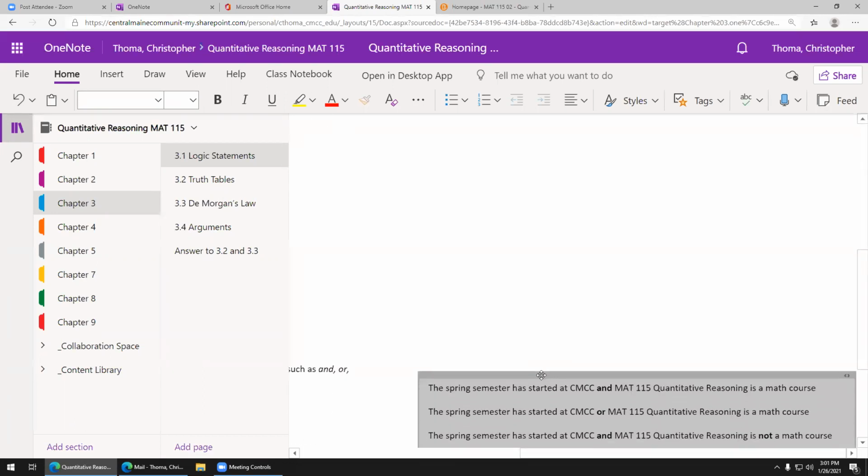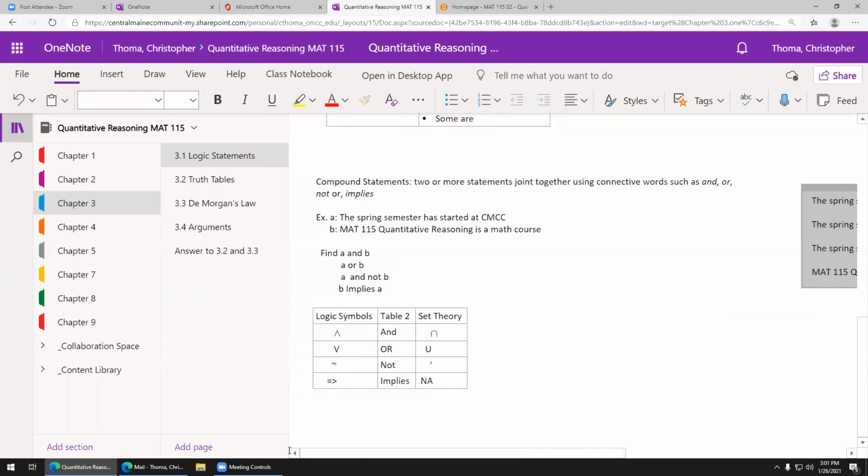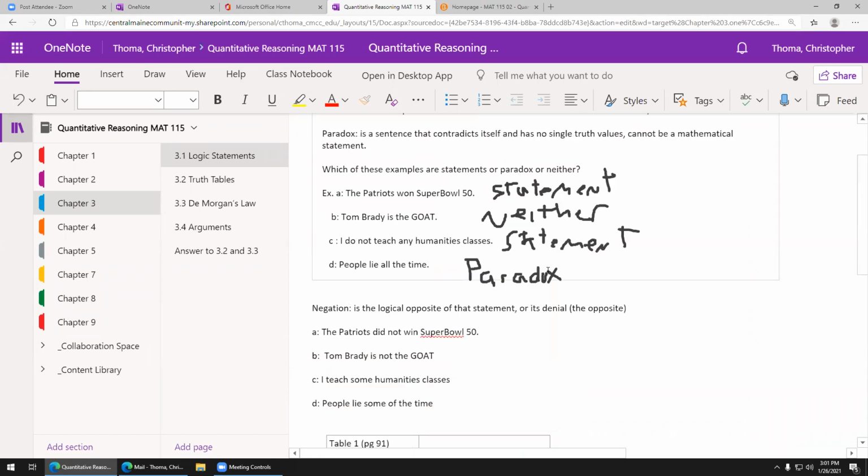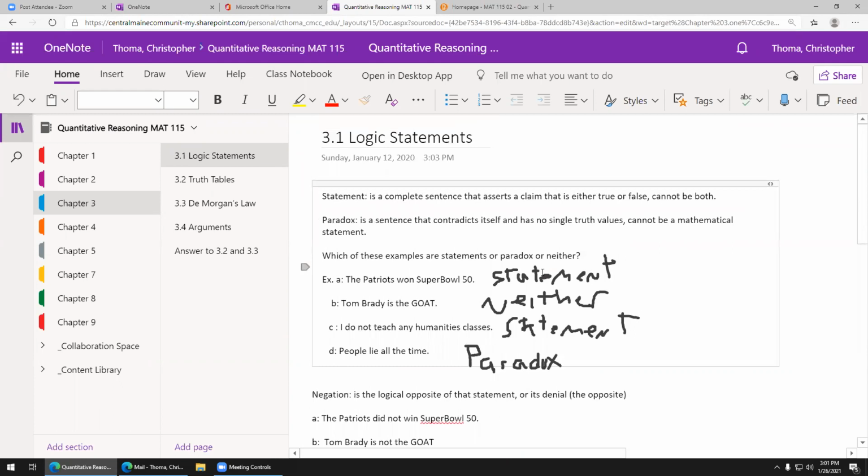So any questions on logic statements and how to create statements? I'm making sure I haven't missed anything. I think the key takeaway from this section really does come down to this table of knowing your symbols, which again is both chapter 2 and 3. Knowing how to write negations and knowing what a statement or paradox is, right? So that's the big takeaway from 3.1. So no questions? Okay.